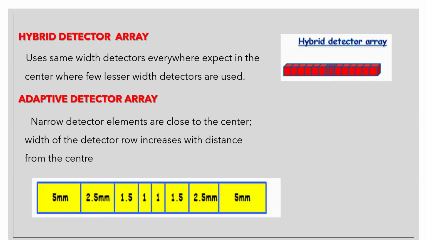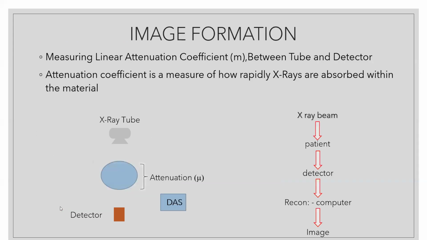It is of two types, as I said, hybrid and adaptive. Hybrid uses the same width detector everywhere except in the center, where only a few lesser width detectors are used. Coming to adaptive, narrow detector elements are close to the center, and the width of a detector row increases with distance from the center. For example, if it is 1 mm in the center, in the outer region it will be like 1.5, 2.5 and 5 mm.